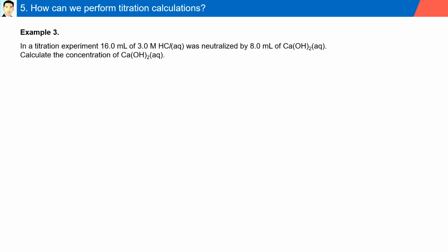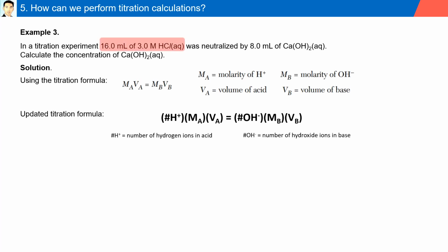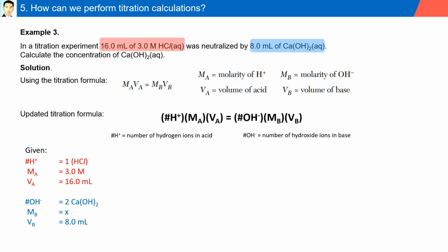Example 3. In this titration experiment, 16 ml of 3.0 molar HCl was neutralized by 8 ml of Ca(OH)2. Here we are asked to calculate the concentration of Ca(OH)2. We list our formula with the updated one. Then we examine the question to determine which is the acid and which is the base. The acid was identified to be HCl, while the base was Ca(OH)2. Here we list our given.